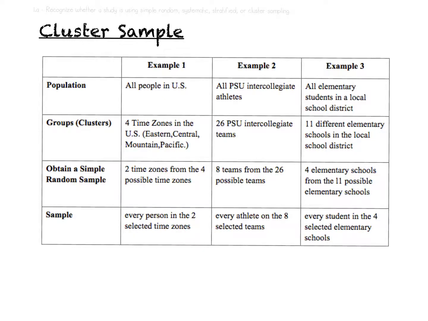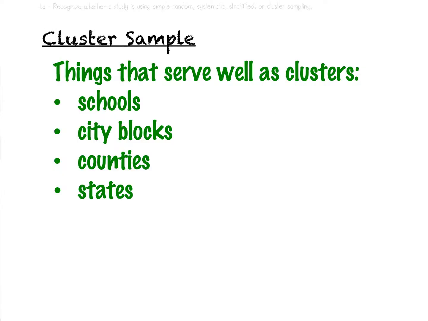So cluster sampling is better than a voluntary or convenience sample. It's more practical than a simple random sample of the whole population, and it gives me the advantage that people are already naturally clustered by location. But a drawback is that my sample might not represent the whole population. Things that serve well as clusters would be schools, city blocks, counties, states, just anywhere people are naturally geographically close to each other.